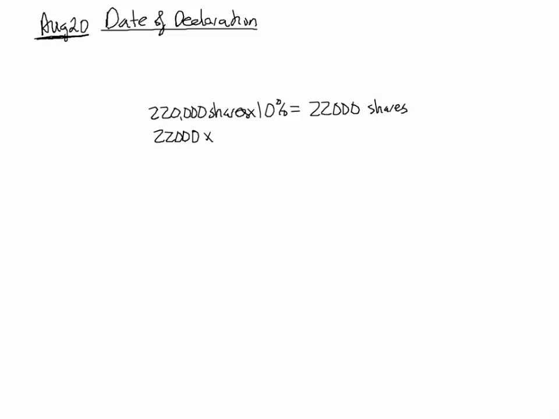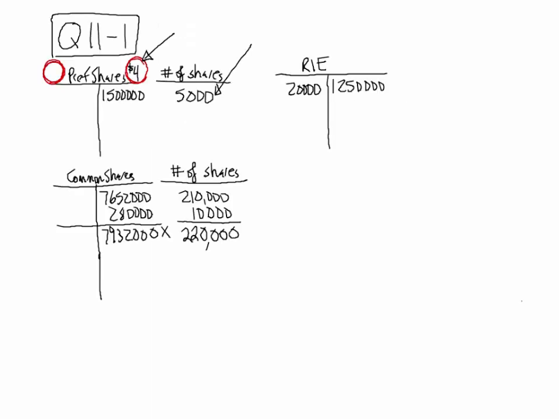Oh, where did I get that number? If you go back to our first sheet, you'll see that that is the number of shares outstanding at this time. And so to calculate the number of shares we're going to issue for the stock dividend, we use the number of shares that are outstanding at that time and multiply it times the percentage.